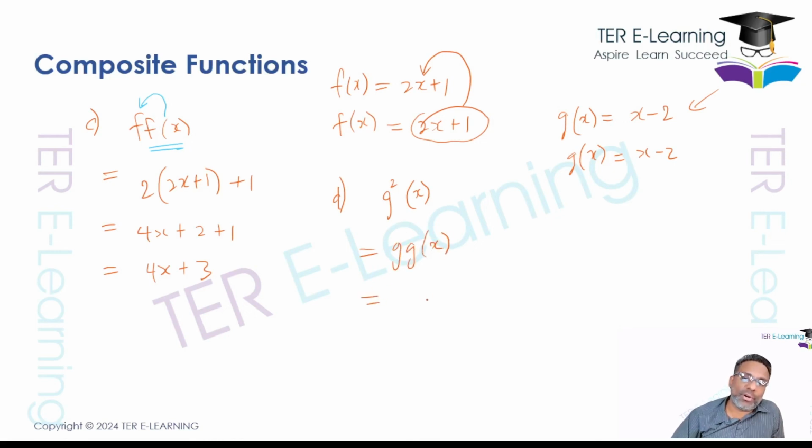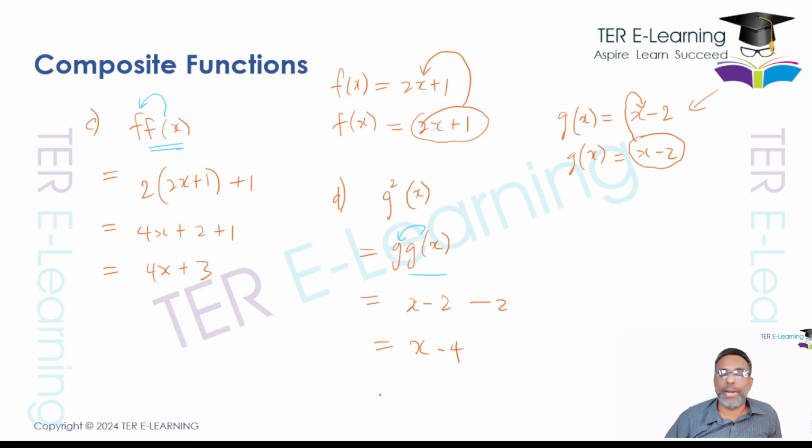So therefore, what you're doing is taking g here, and you're going to plug that into itself. So when I do that, we're taking this, and you're going to plug that into itself. So that's going to be x minus 2 minus 2. And in this case here, x minus 2 minus 2 is going to give you x minus 4.